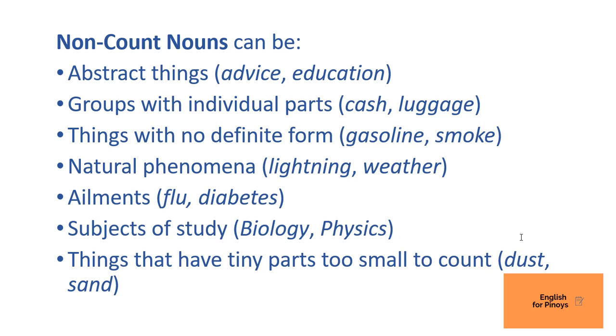Subjects of study or academic subjects. So you say biology, physics. You can't say biologist, especially physics. It already ends with S. And also things that have tiny parts too small to count, like dust or sand, okay, or dirt. So these are things that have tiny parts too small to count, so they fall under non-count nouns.